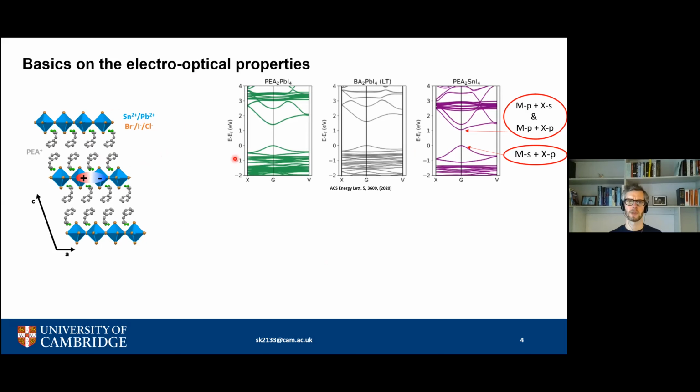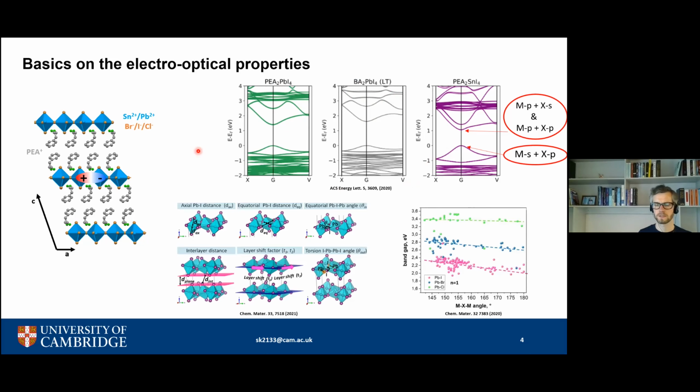And again, the fundamental band gap is mostly determined by the metal and the halide. So if you look at something with lead iodide compared to something with tin iodide, it's the tin that really changes the band gap energy. You change your A-site cation, there's hardly any difference in the band gap energy. There's a bit of difference which can be explained by distortions of these inorganic octahedra.